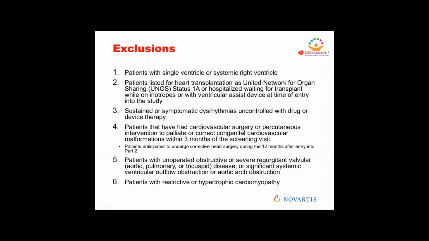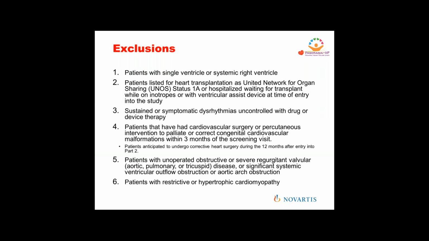So exclusion criteria are, number 1, patients with a single ventricle or a systemic right ventricle. Number 2, patients who are listed for heart transplantation in an urgent status, who are waiting for transplant on inotropes or with an LVAD device in place at time of entry. Number 3, they can't have sustained or symptomatic dysrhythmias that are uncontrolled with drug or device therapy.